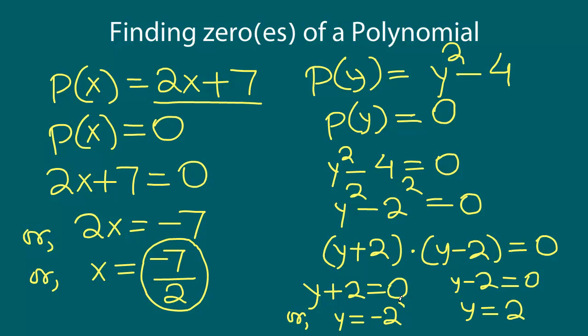So we have two values of y, minus 2 and plus 2. So here we have two zeros of this polynomial. So this is how we find the zeros of any given polynomial.